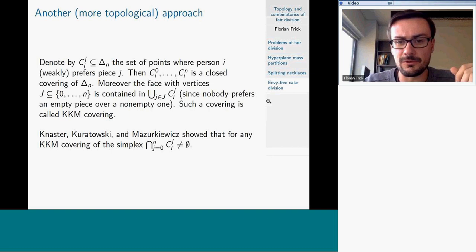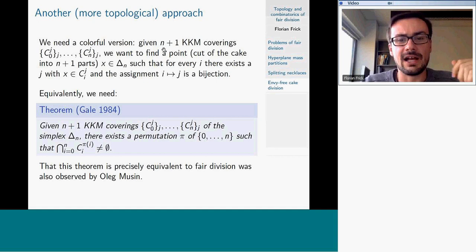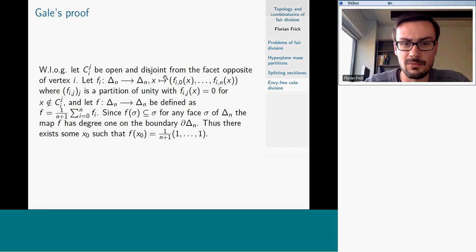What we want for envy-free cake division is a colorful version of this. Given n plus one KKM coverings, one covering for every person, we want a point that corresponds to a cut of the cake into n plus one parts, such that for every i there exists a j such that this point is in the preference set C_ij, person i prefers piece j, and no two people prefer the same piece, so the assignment of person i to piece j is a bijection.